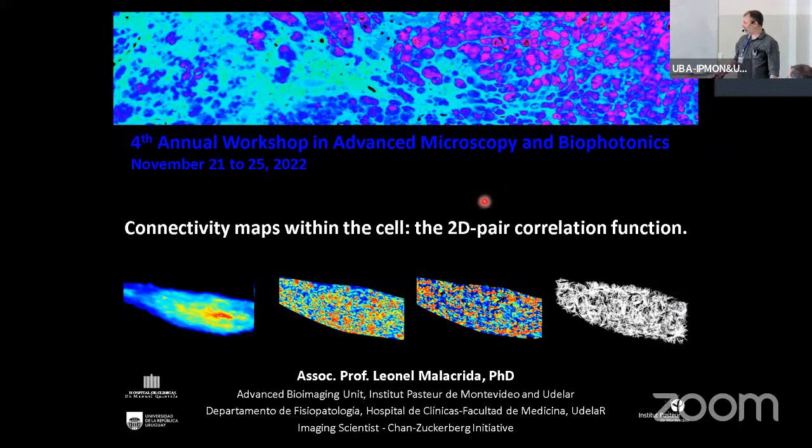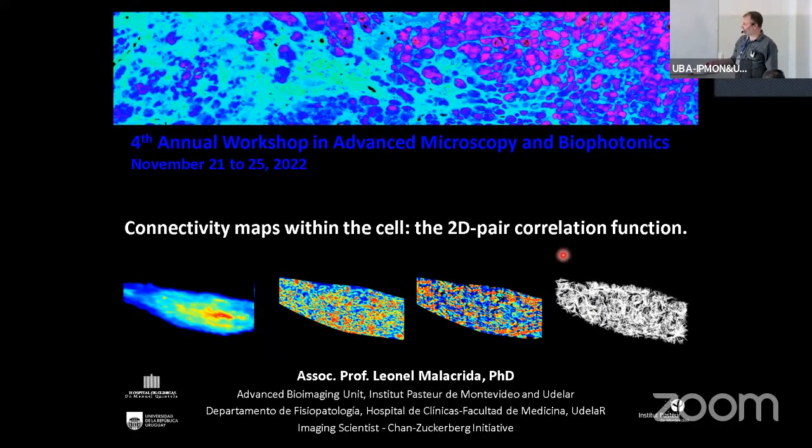Okay, that was intended to measure the connectivity map. So measure in some way or another where is the path of a molecule when you are looking at many molecules inside the cell, not only one. And this is inspired and developed on the base of the pair correlation.